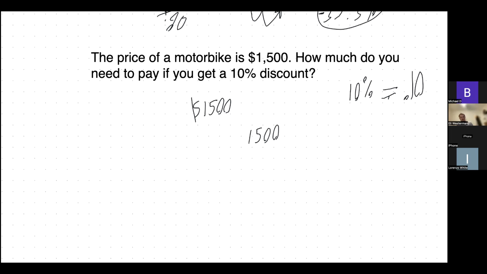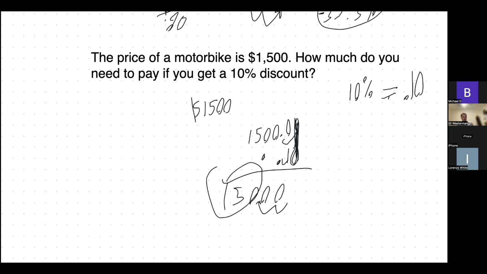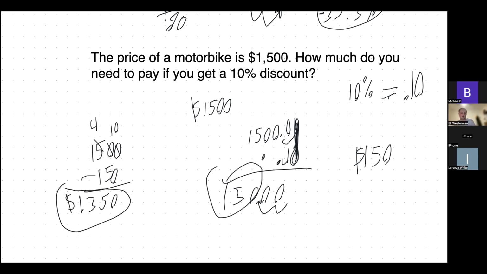times 0.10. I'm actually not going to do the zeros, I'm just going to do 0.1. So it's going to be 150. This is your discount. Your discount is $150. But they want to know how much you have to pay. So you'd have 1,500 minus 150, which is 1,350. So you'd have to pay $1,350 after a 10% discount.